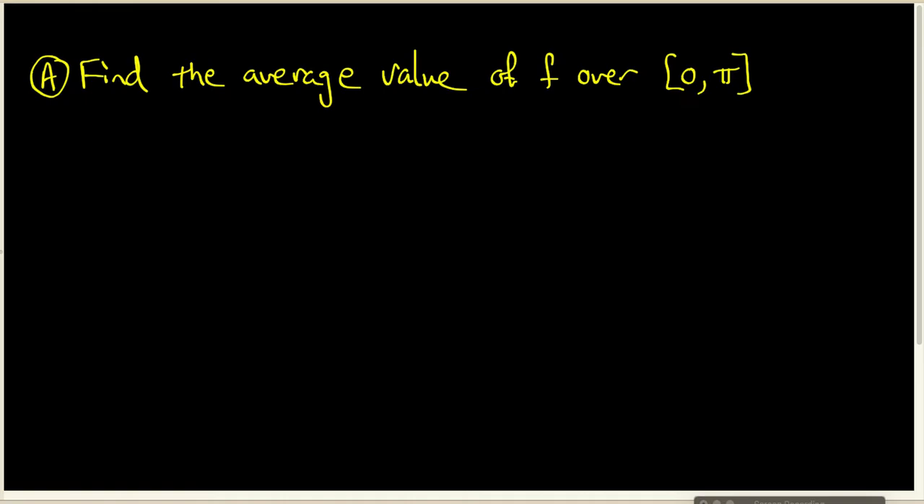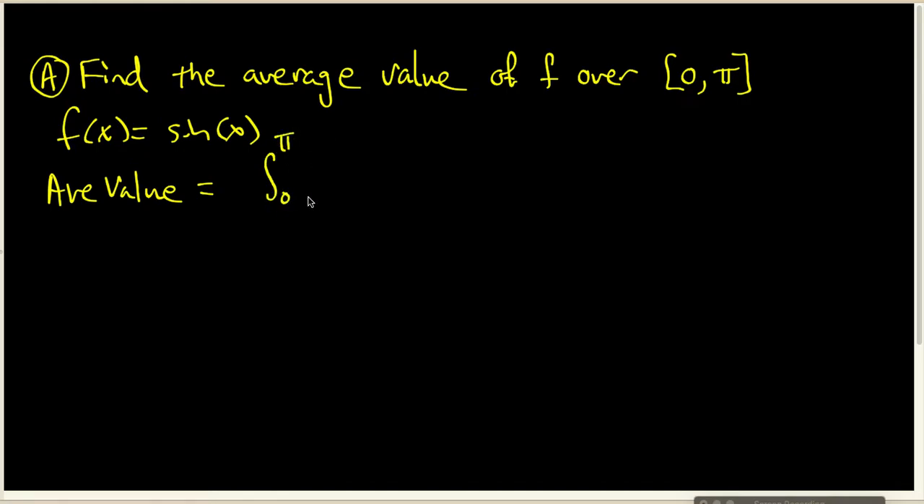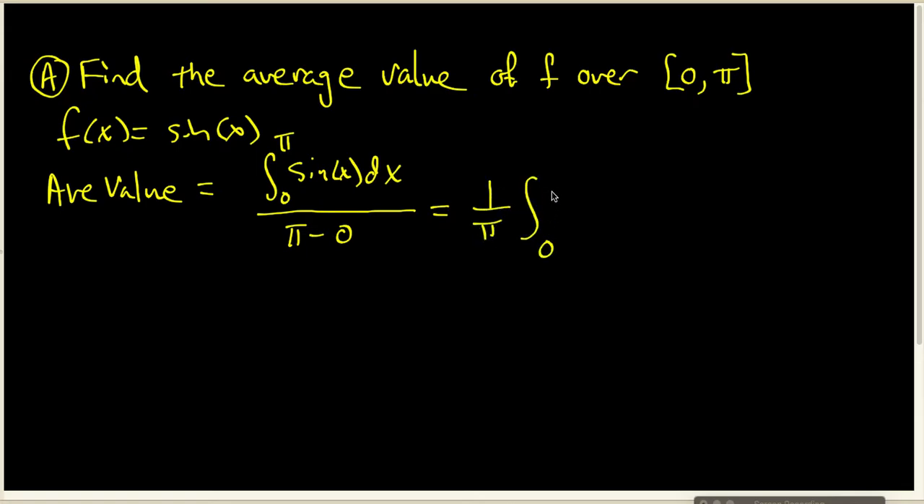To find the average value for our function over the interval between 0 and pi, we first want to remember that our function is the sine of x. The average value for a function is defined to be the definite integral over the interval. So I want to integrate between 0 and pi of my function, sine x dx, but I also have to divide by the width of the interval that I am integrating over. So I have to divide by pi minus 0. Now this cleans up to 1 over pi times the integral between 0 and pi of sine of x dx.